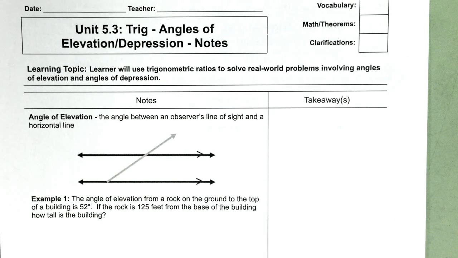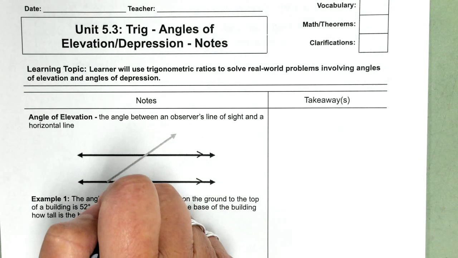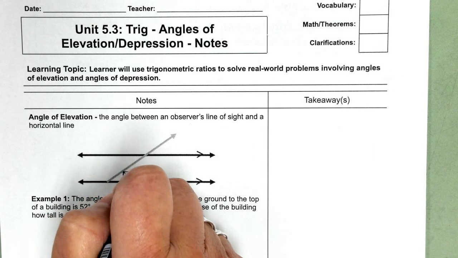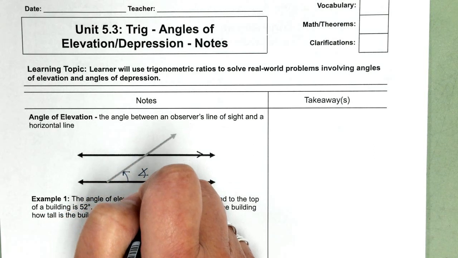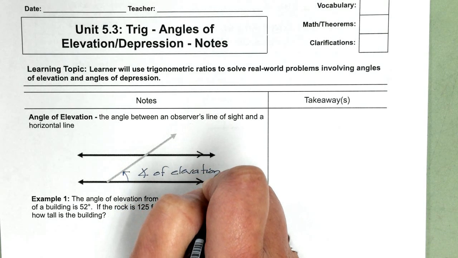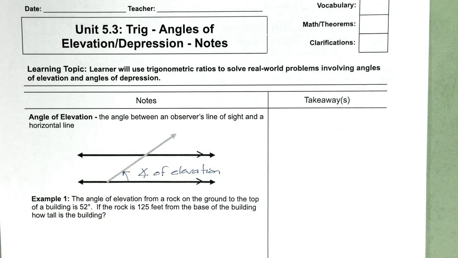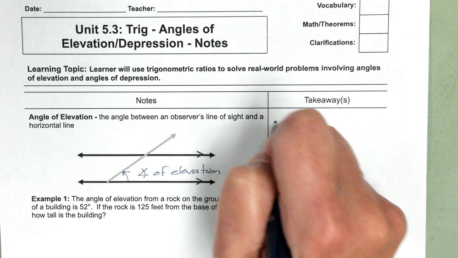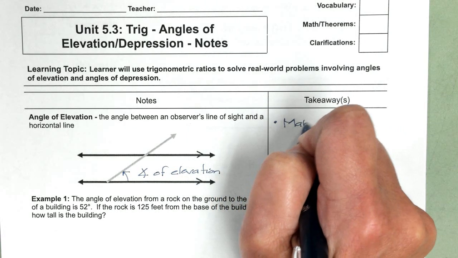Okay, in this last section, 5.3, we're going to use our trig ratios to solve real world problems using angles of elevation and depression. So we're going to start with angle of elevation. It is the angle between an observer's line of sight and a horizontal line. So this would represent your angle of elevation.